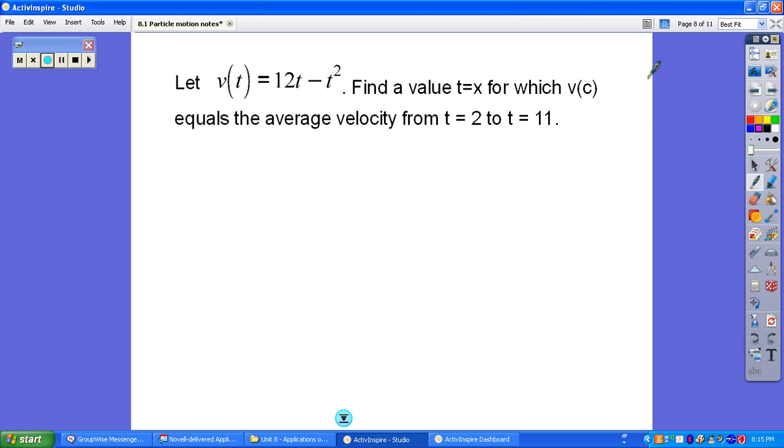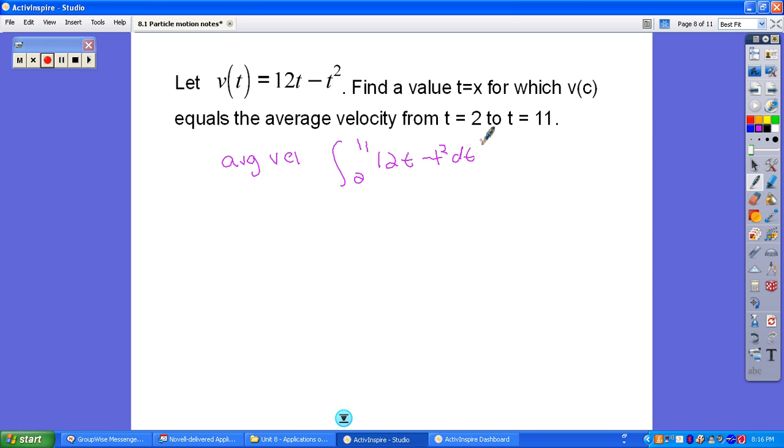Now they might also ask us a mean value question with average velocity. So they gave us our velocity function and they said find the value for t equals c for which v of c equals the average velocity from 2 to 11. So in this case, we're going to find our average velocity first. So we're going to take the integral from 2 to 11 of our function.